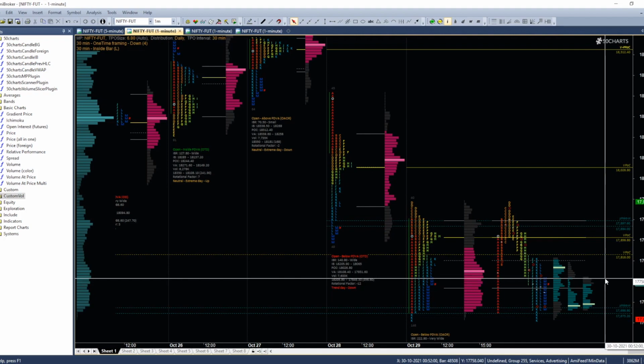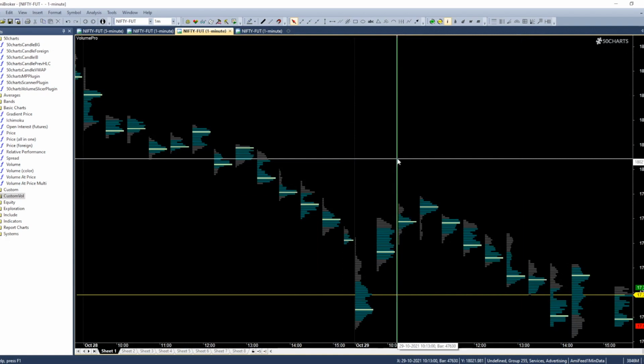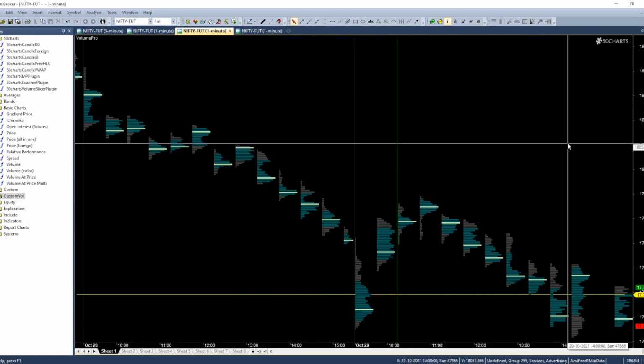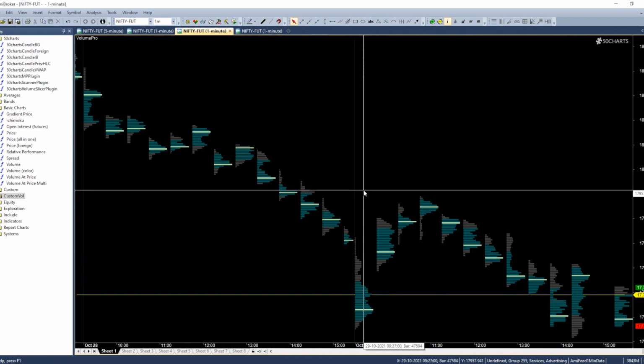Again, the problem here is we can't see the volume profiles of all candles, right? So that's why we developed a chart only for the volume profile. We didn't release it, but we developed it, and so this is the volume profile of each and every 30 minutes candle.